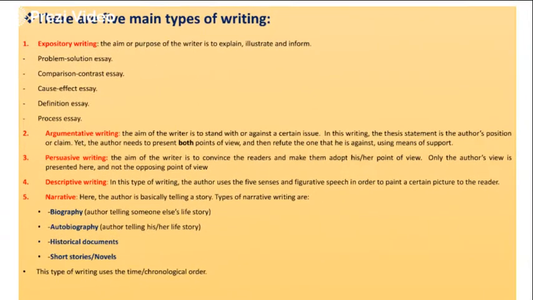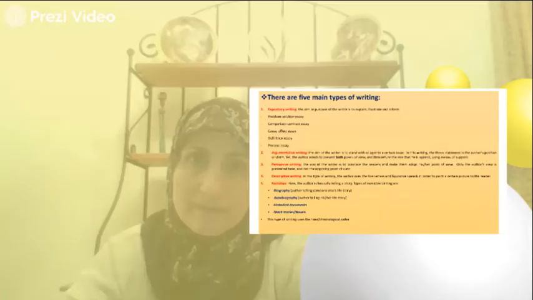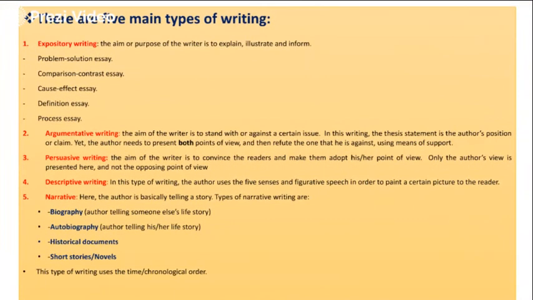Now, there are 5 main types of writing. Of course, as usual, we're going to start with the expository essay because our theme now is pollution, and obviously the best type of essay to write when you're talking about pollution is an expository essay. Why? An expository essay, the aim or purpose of this type of writing is to explain, illustrate, and inform.